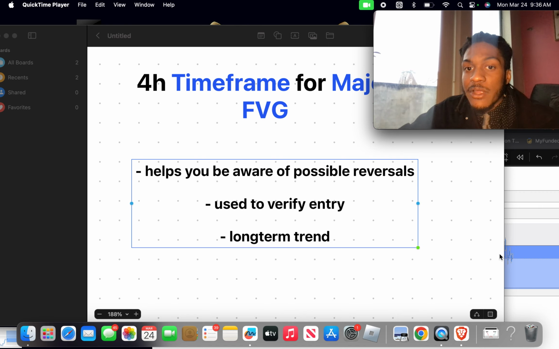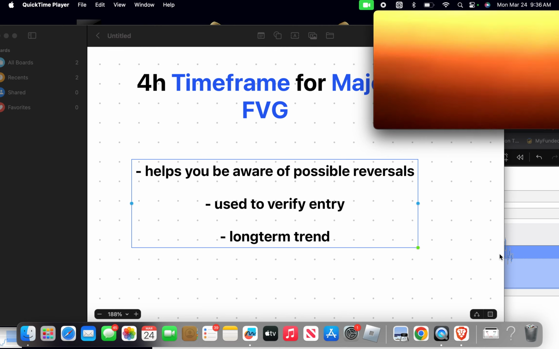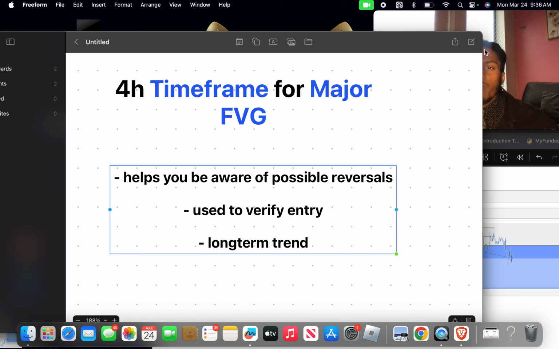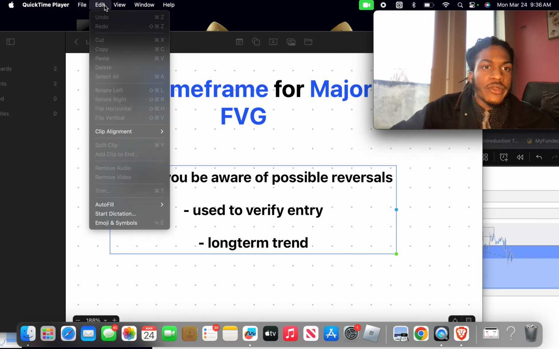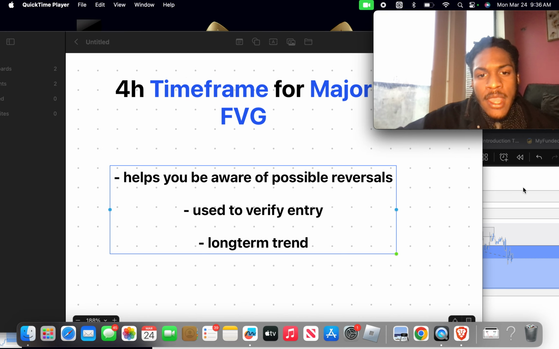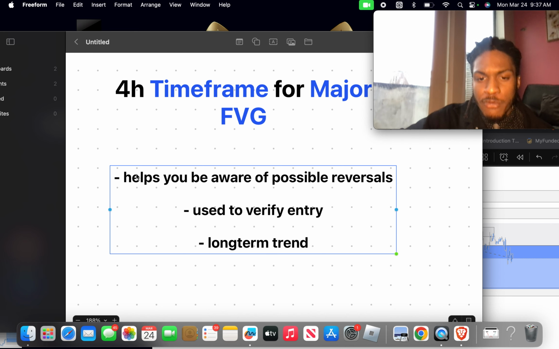The 4-hour time frame for major FVG gaps. So why is the 4-hour time frame important for major fair value gaps? And I use the 4-hour time frame personally when I'm trading. And number one, it helps you become aware of possible reversals, and I'll show you an example of that in the charts in a bit.